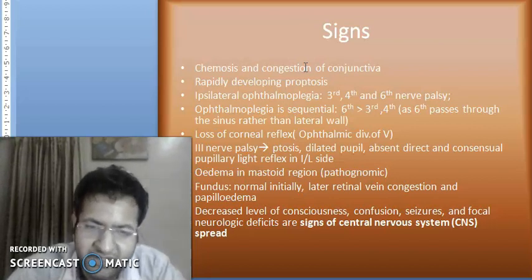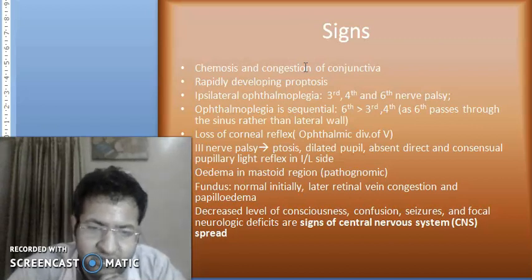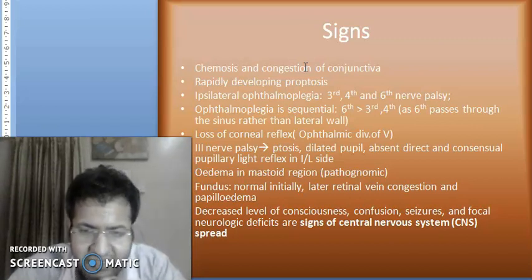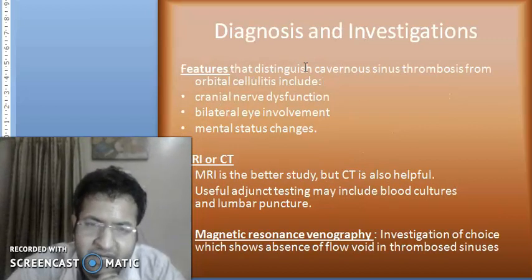Okay, the fundus. The fundus is normal initially, but later retinal vein congestion and papilloedema can be seen. Decreased level of consciousness, confusion, seizures, and focal neurological deficits are seen, which are the signs of CNS spread of the infection. What are the diagnosis and investigations done in CST?